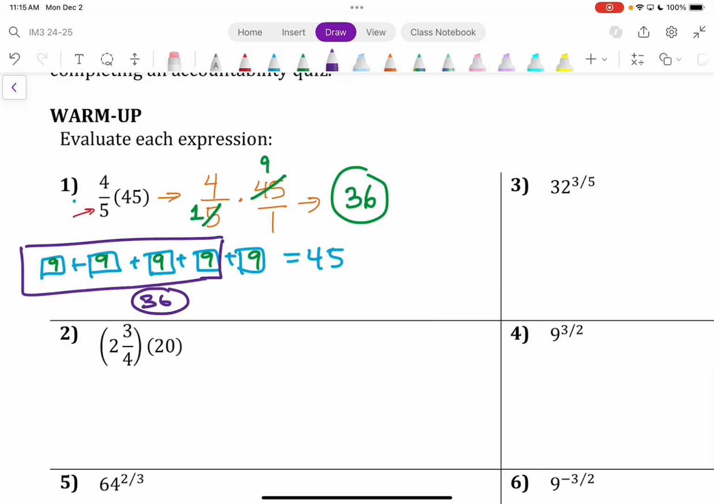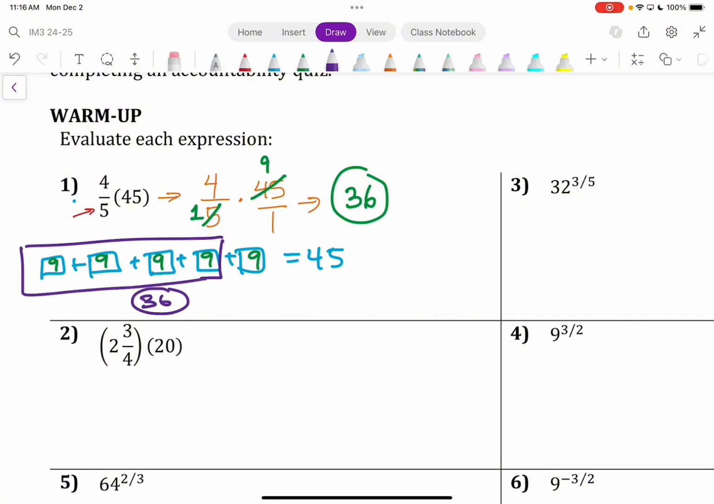So different approaches. The top approach is just doing it the normal fractional way. The second approach is using that method that we talked about in lesson 4.01, which is how we were able to solve for fractional exponents.